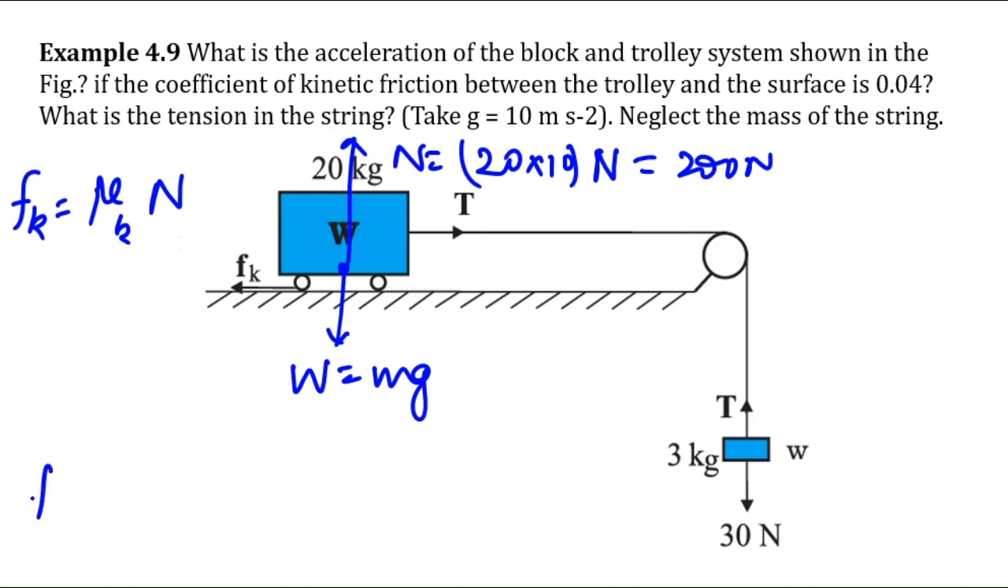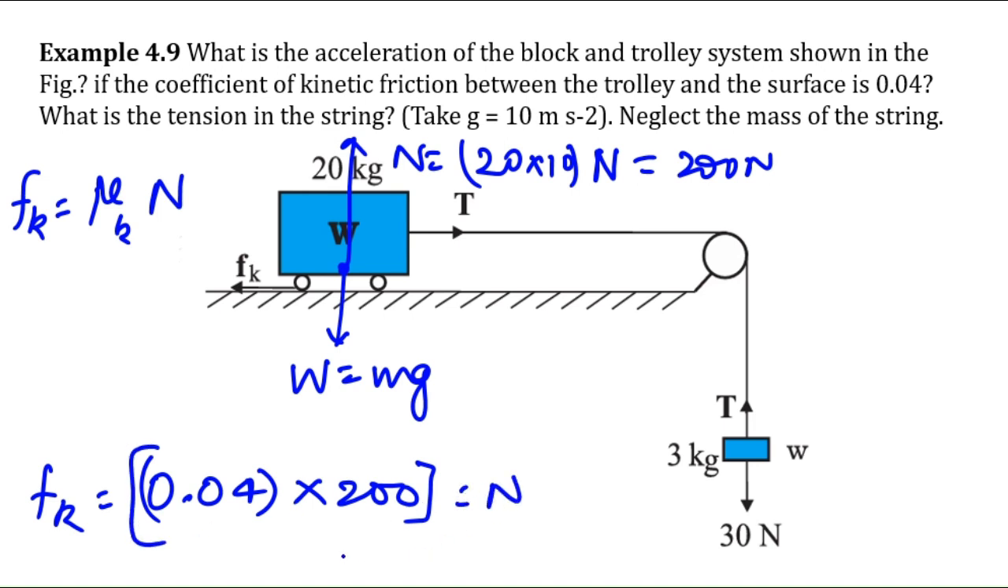So we have Fk equals mu k into 200 Newton. Mu k is given here as 0.04, so this will be 8 Newton. So one thing we have here is kinetic friction. Now second thing, what will be the tension? We are not going to get the tension exactly right now, but we will get some equations, and after solving those equations we can get the tension as well as the acceleration of this system.